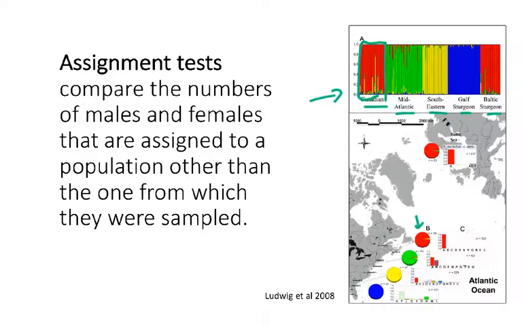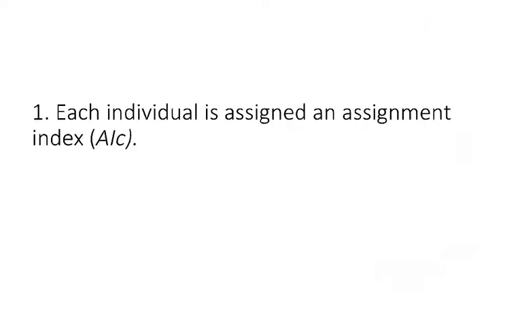However, if we look at this individual, for instance, the one that has the high yellow bar, that is actually genetically most similar to this other population that's right here. So we would assign that individual to a different population than the one it was sampled in. That would indicate that particular individual was a migrant. And we can do that for males and females and determine whether the number of those migrants is different for males and females. If more of the migrants were males, for instance, we would infer male bias dispersal.